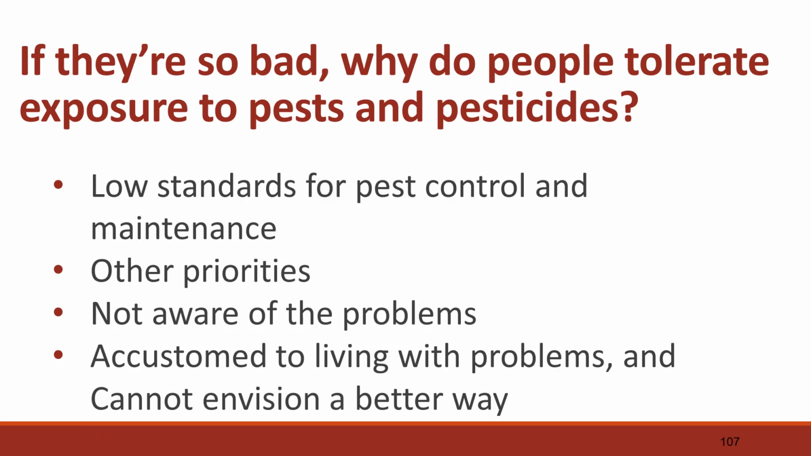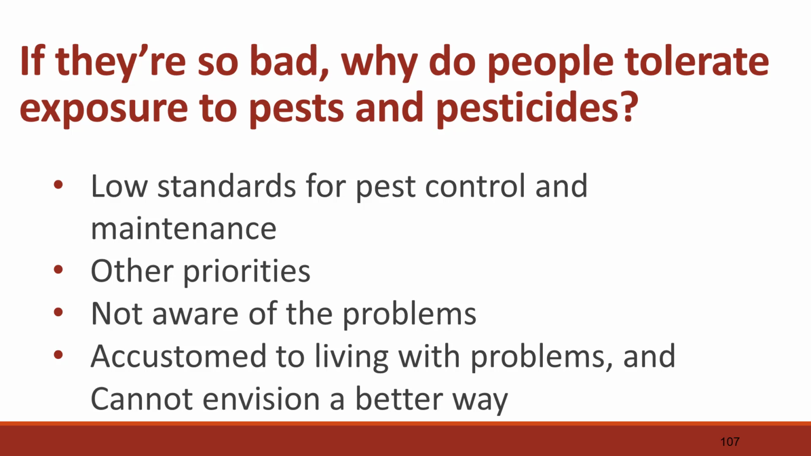So why do people tolerate exposure to pests and pesticides? Residents may have low expectations for pest control and maintenance, or feel their complaints won't be acted upon. They may have other priorities. Sometimes residents are not even aware of the problems. They may not recognize the signs of infestation or be aware that pesticides are harmful to humans. And sometimes they've been accustomed to living with problems and simply cannot envision a better way.